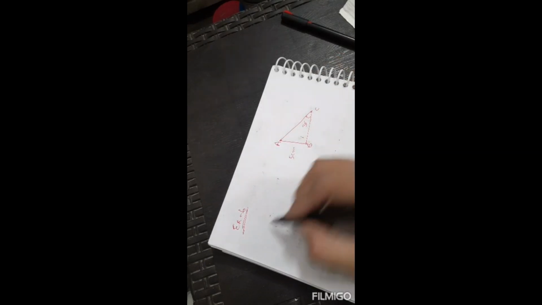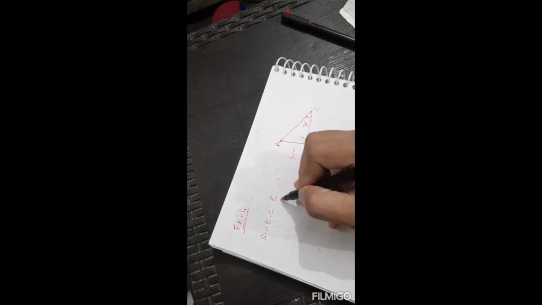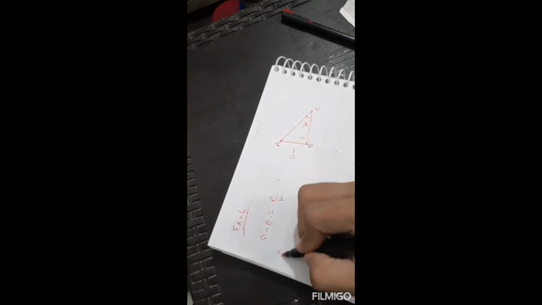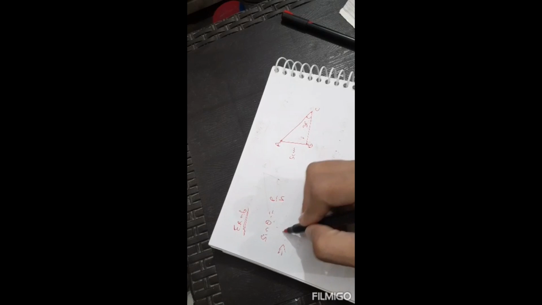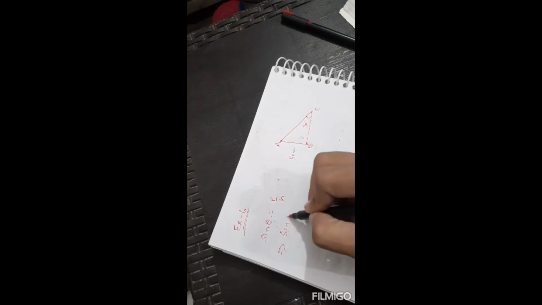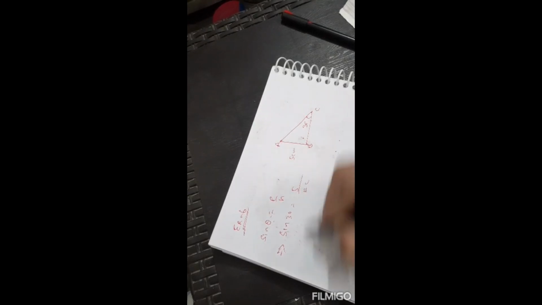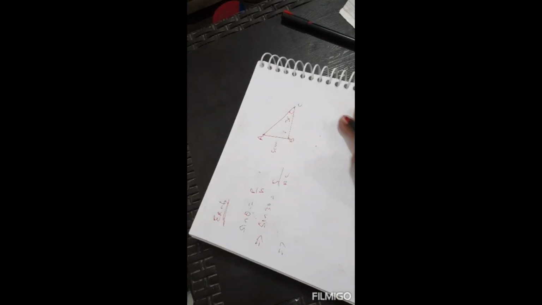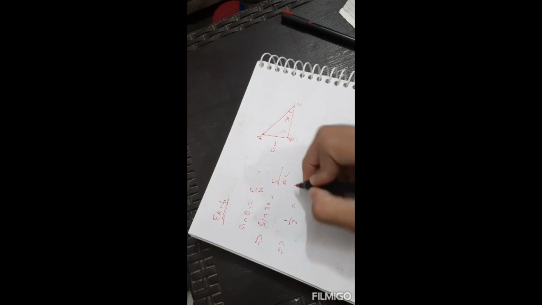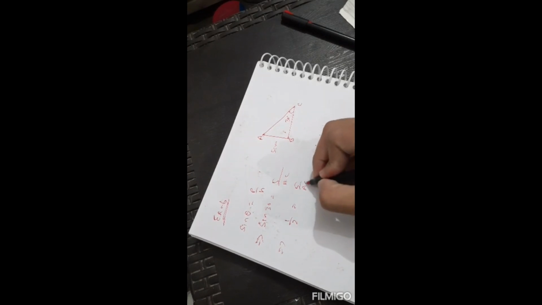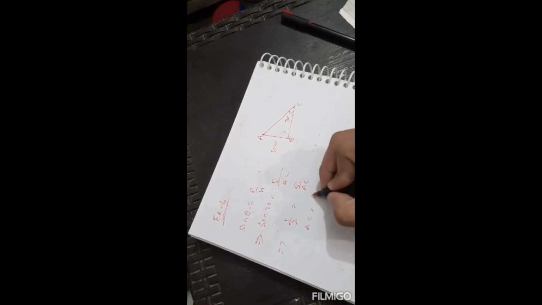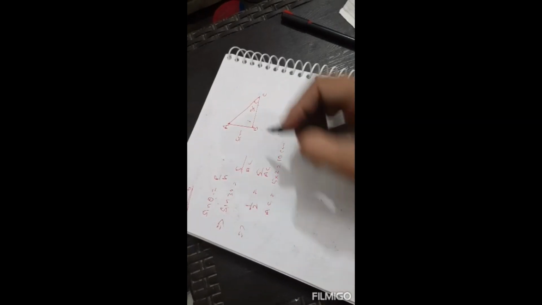So sin theta equals perpendicular by hypotenuse. Sin 30 equals 5 divided by AC, and the value of sin 30 is 1 by 2. So 1 by 2 equals 5 by AC, or AC equals 5 into 2 equals 10 centimeter, and this one is 10 centimeter.